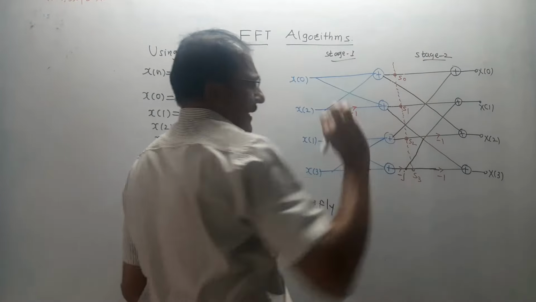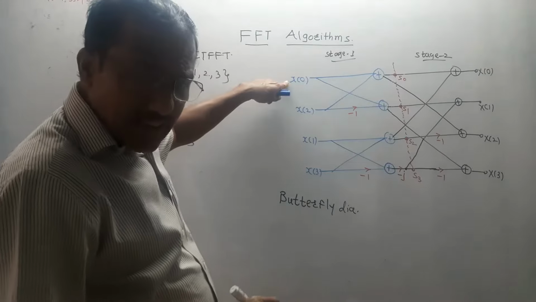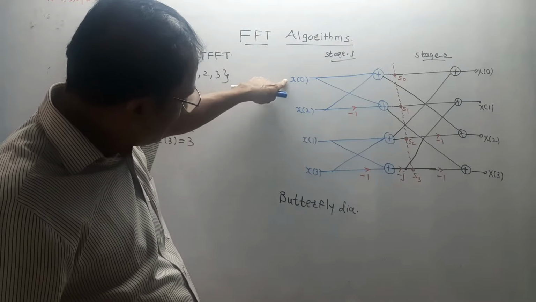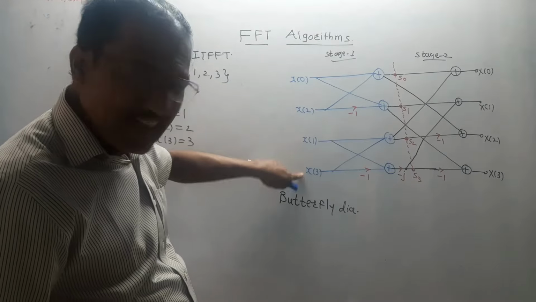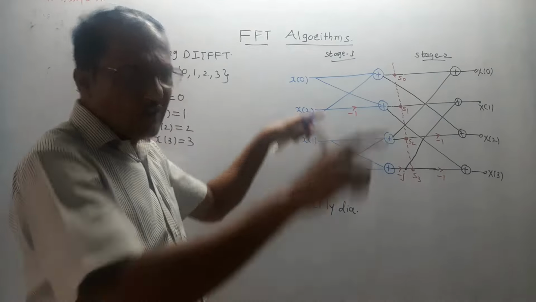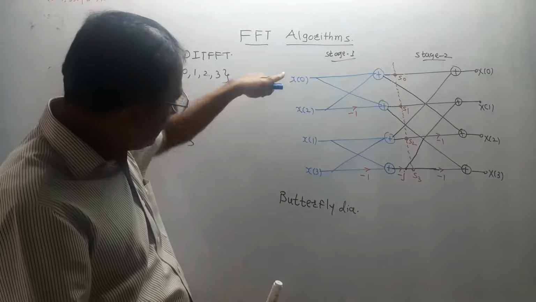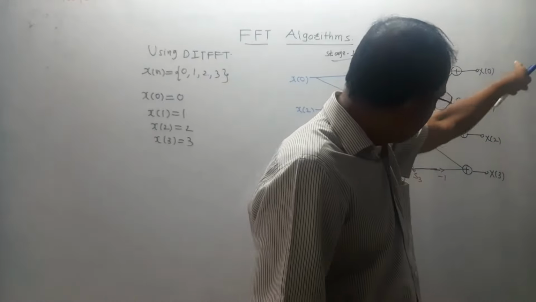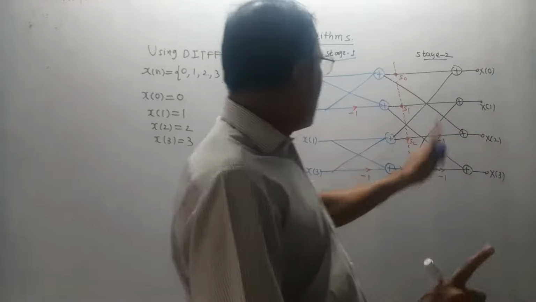How to memorize the diagram? If it is DIT-FFT, you only need to remember this sequence. It is x of 0, x of 2, x of 1, x of 3. It is not in the proper order. It is not like x of 0, 1, 2, 3. It is x of 0, 2, 1, 3, whereas the final output is in the proper order. This you need to remember.